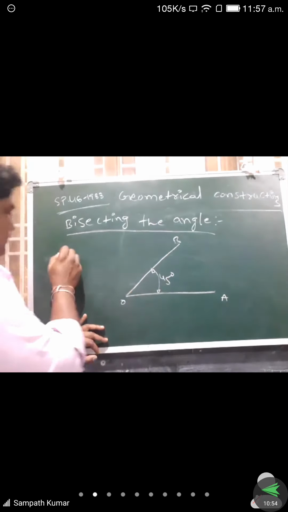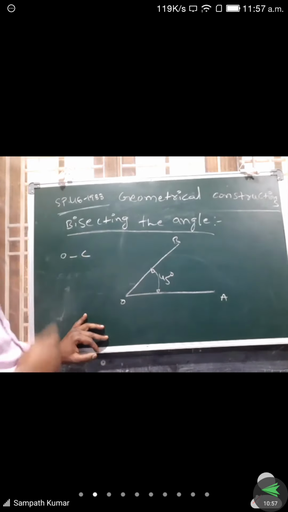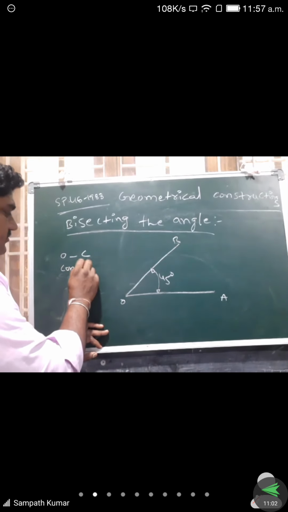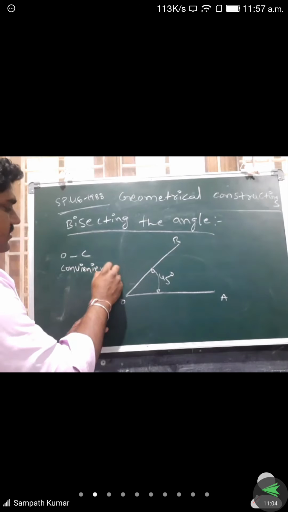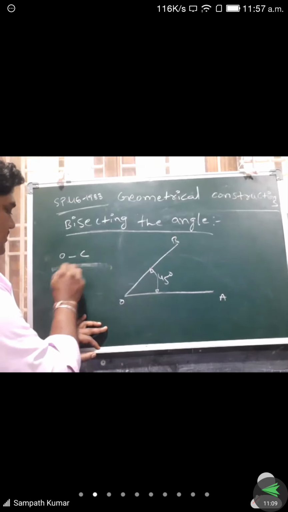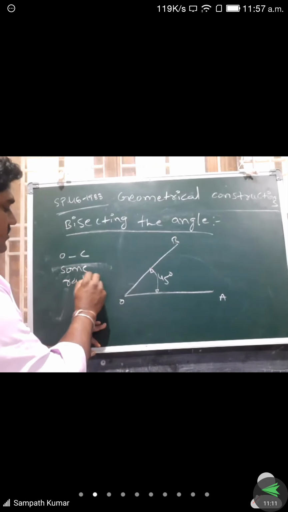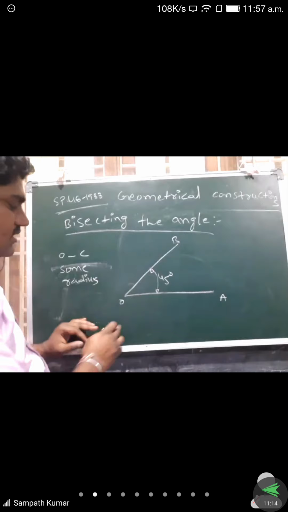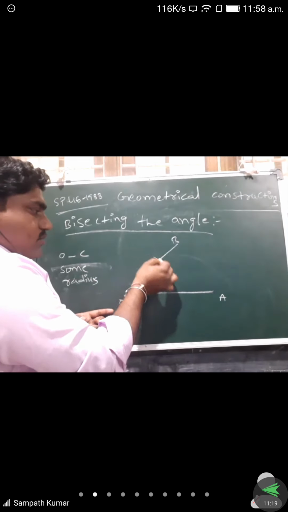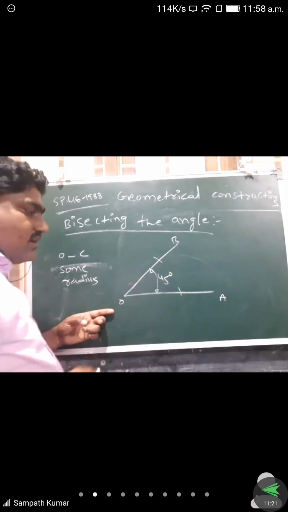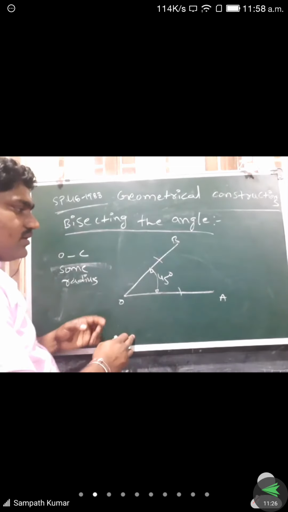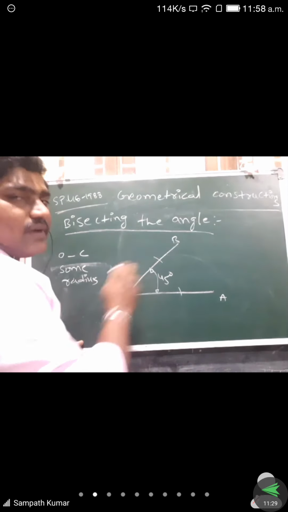Take O as the center. Then we take a convenient radius, some radius, that is 1 centimeter or 2 centimeters. With O as the center, draw two arcs on both sides, on the lines OA and OB. The angle between OA and OB is 45 degrees.